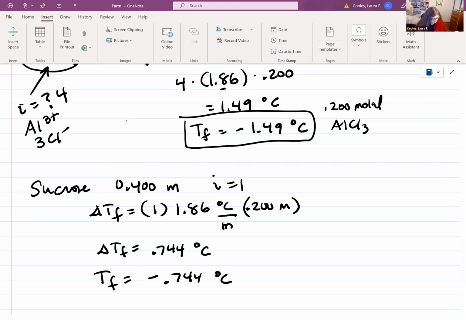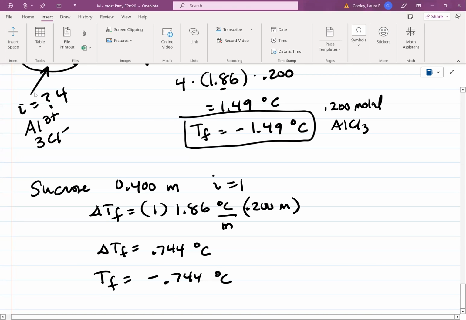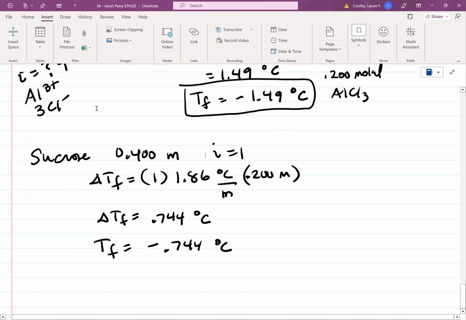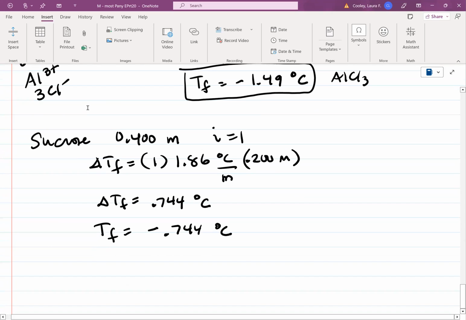That makes sense? It does feel a little old, like ancient history. So the freezing point is negative 0.744 degrees Celsius. Yes. Okay, good. Yeah, it's all starting to come back. Maybe we should do 28 too.